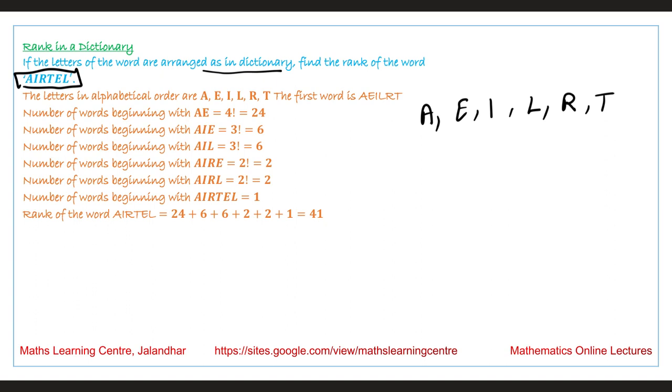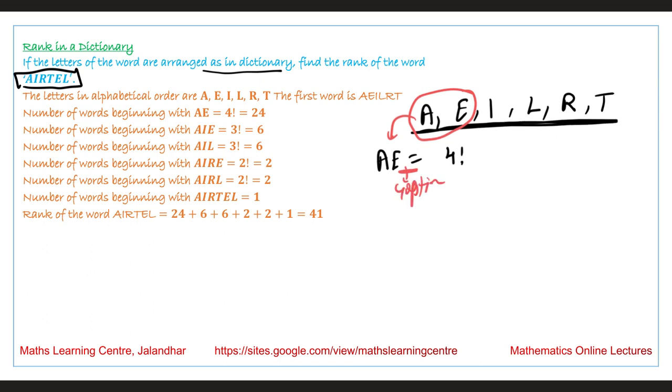So the number of words which begin with AE will be equal to 4 factorial. We have total 6 letters, and out of these 6 letters, the first 2 we have fixed, it is AE. Now we are left with 4 letters, and these 4 letters are to be filled. So there are 4 factorial ways, which is equal to 24. So there are 24 words which start with AE.